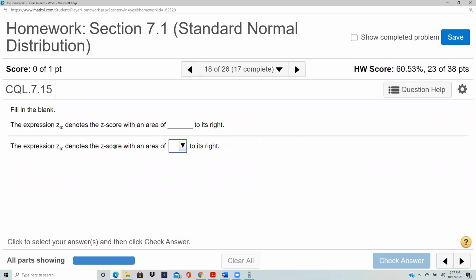So Z alpha denotes the Z score with an area of alpha to the right. Their convention is that if they have the subscript alpha, then it means that alpha is the area to the right.